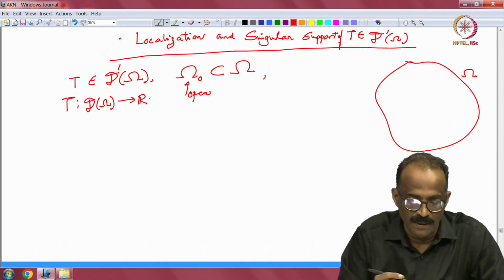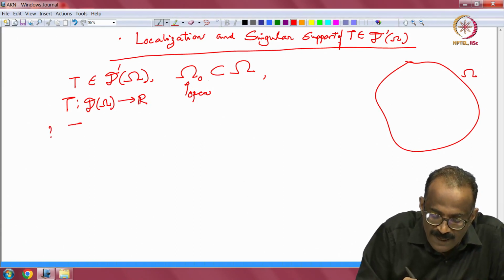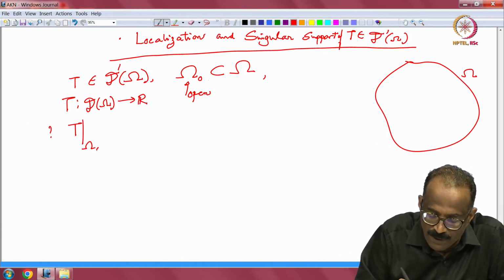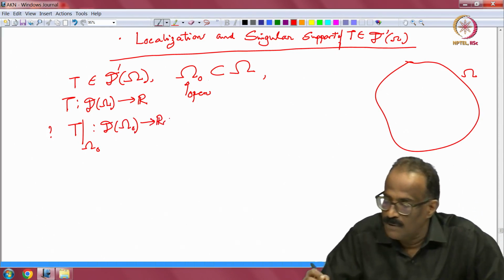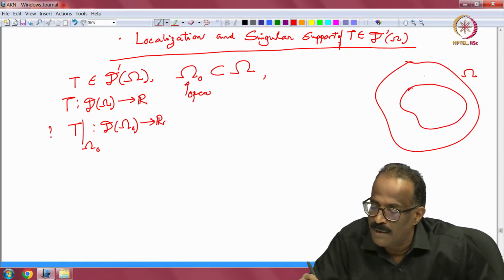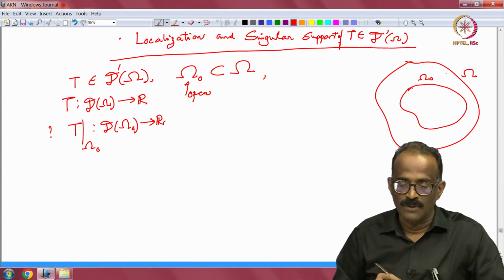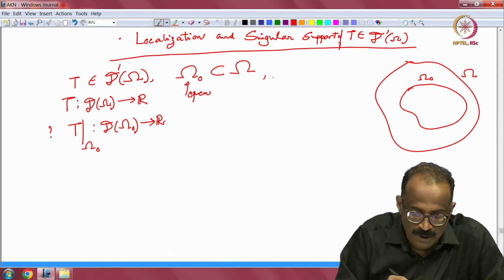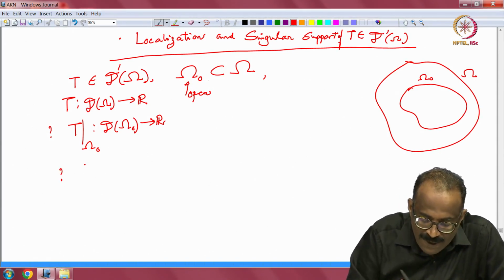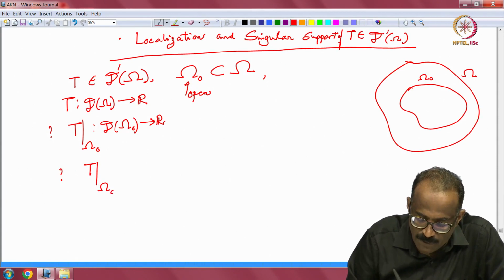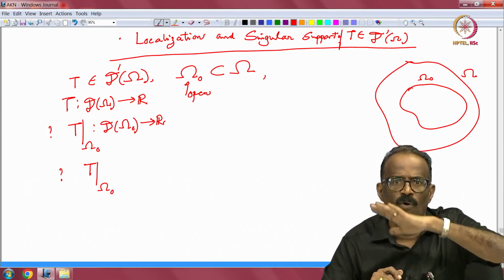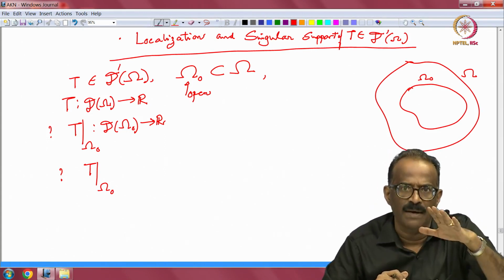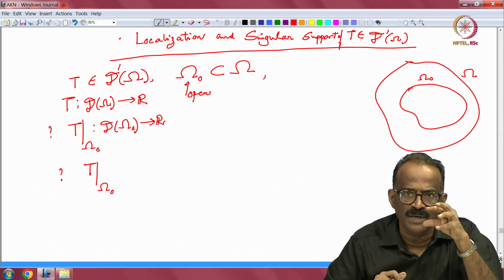So the question is that I want to define T restricted to omega naught. In other words, I want to define T from D omega naught to R. So you have an open set omega here, omega naught here. How do I do that? Basically, in a natural way I want to restrict, because I want to understand localizing. T is defined for all phi with compact support in omega. So suppose I have phi supported only in omega naught.